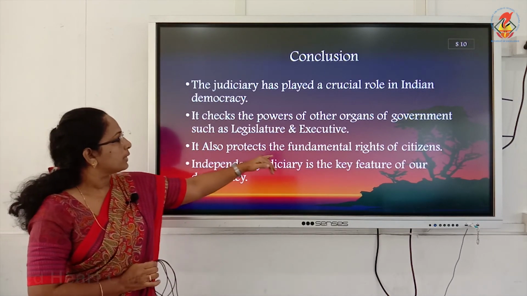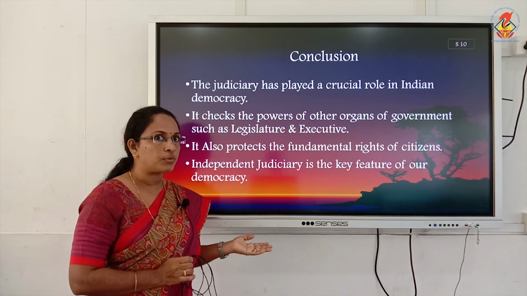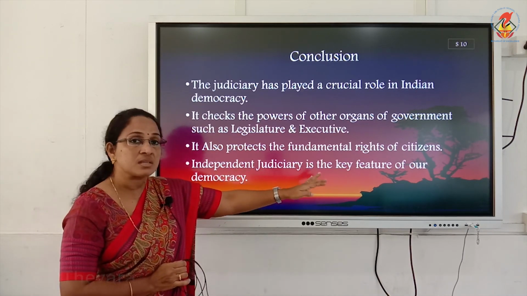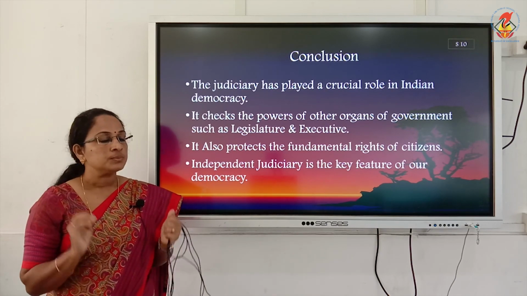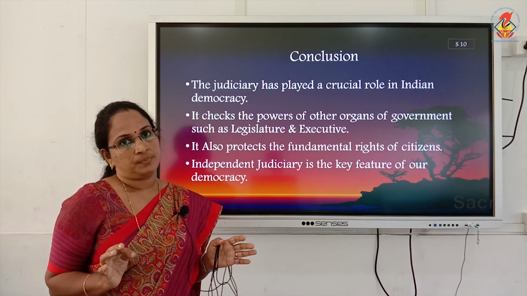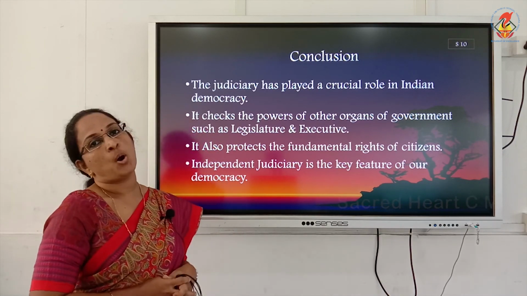Then it also protects the fundamental rights of citizens. That is why we are enjoying our fundamental rights. And an independent judiciary is the key feature of our democracy. In India, the judiciary is independent. Independent judiciary is the key feature of Indian democracy.